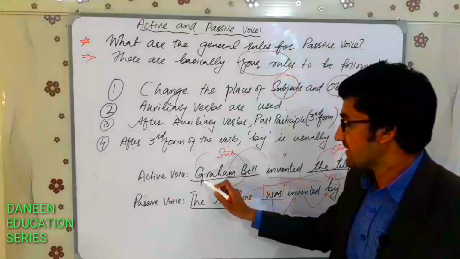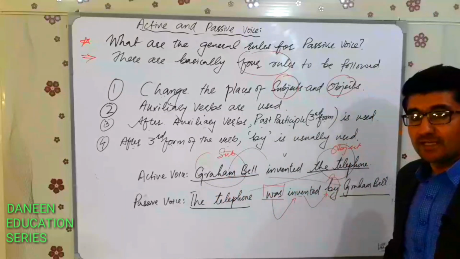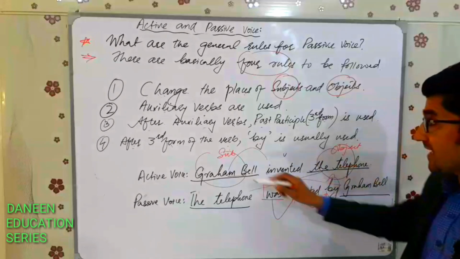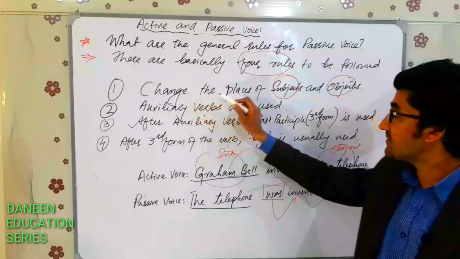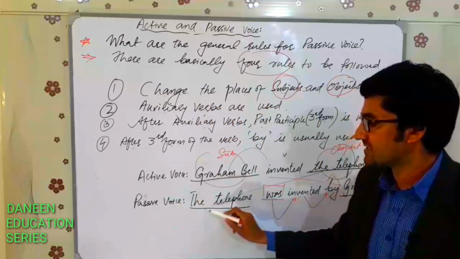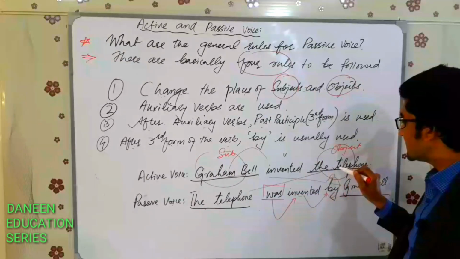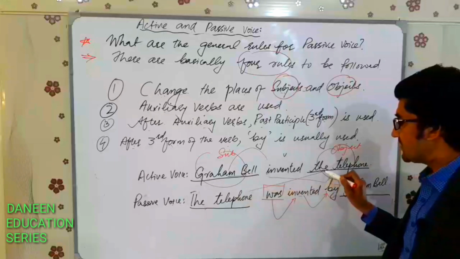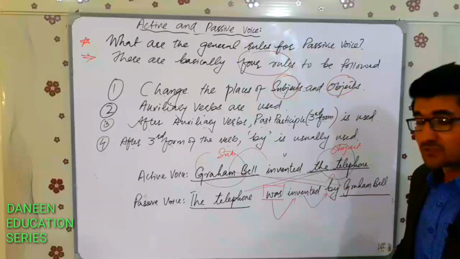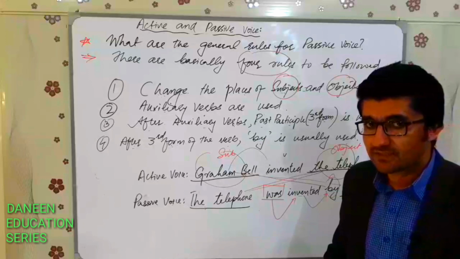As we have some examples here, Graham Bell invented the telephone. In this example, Graham Bell is the subject, the telephone is the object. While applying point number 1, change the places of subjects and objects, we have got here another structure, that is passive voice. Here in this structure, we have changed the place of the object, the telephone here. Now the place of the subject has been changed. So according to the first point, change the places of the subjects and objects.